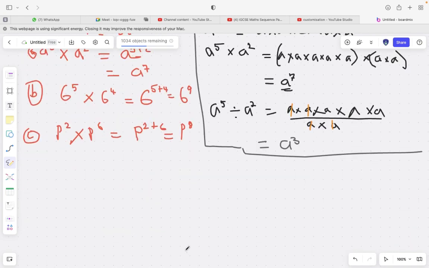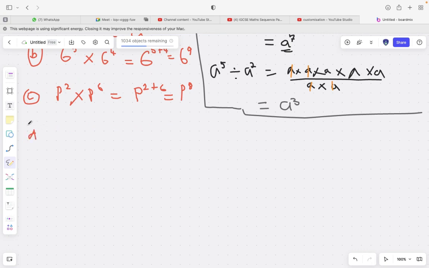Now, if we take, let's say, example 4: 3 to the power of 4 times 2 to the power of 3 times 3 to the power of 7 times 2 to the power of 5. If you look at this, we can use the first law.